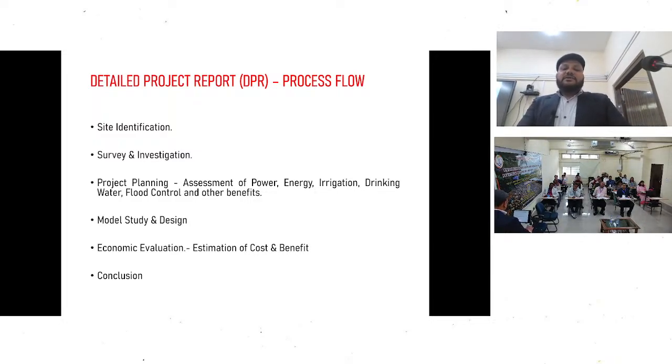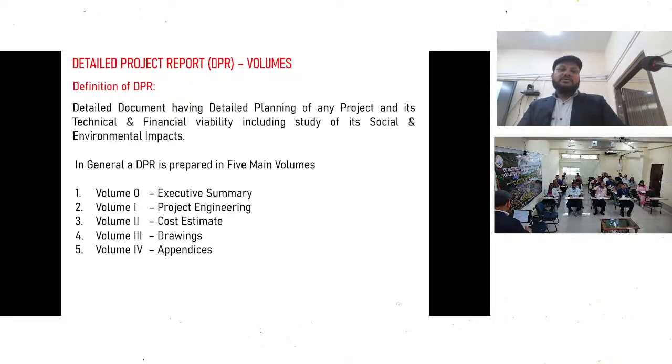Then project planning: what is the project, what kind of project should be required, model study and design, economic evaluation, and conclusion. Then any DPR is generally in 5 volumes. Volume 0 is executive summary. Volume 1 is project engineering. Volume 2 is cost-related estimate. Volume 3 is drawings, and volume 4 is appendix. It's general for any water source project, but in flood control it's a very small kind of DPR. Later we will discuss chapters of the DPR.